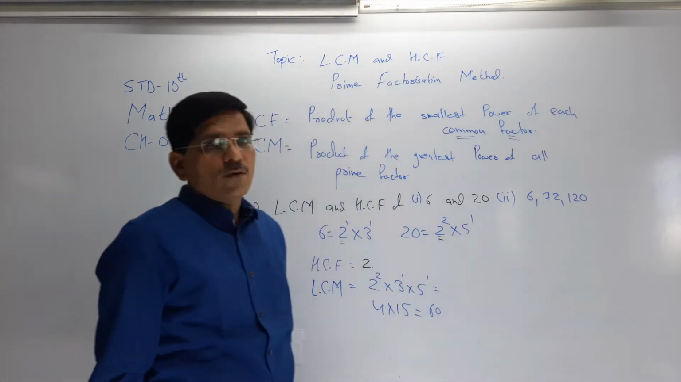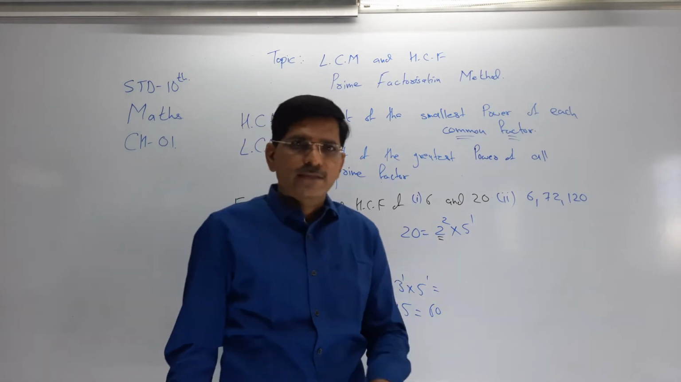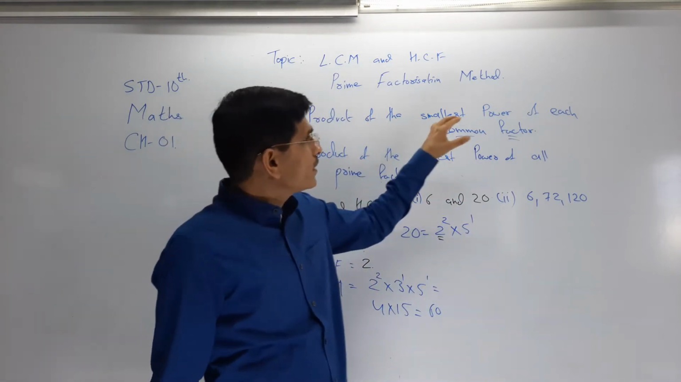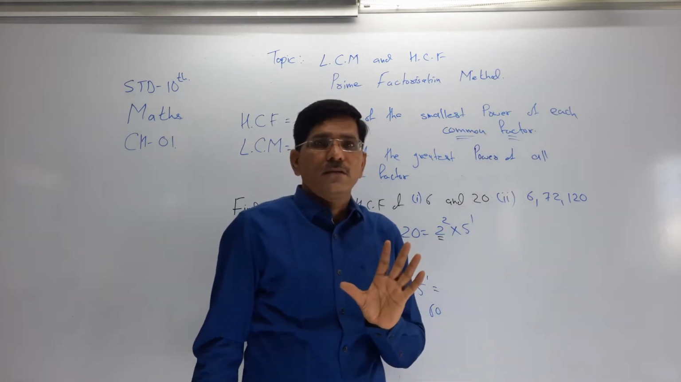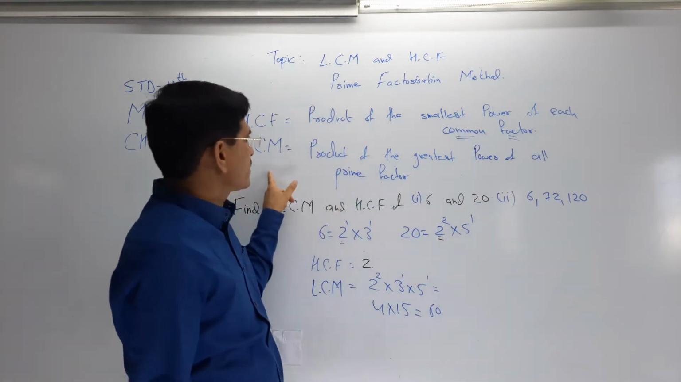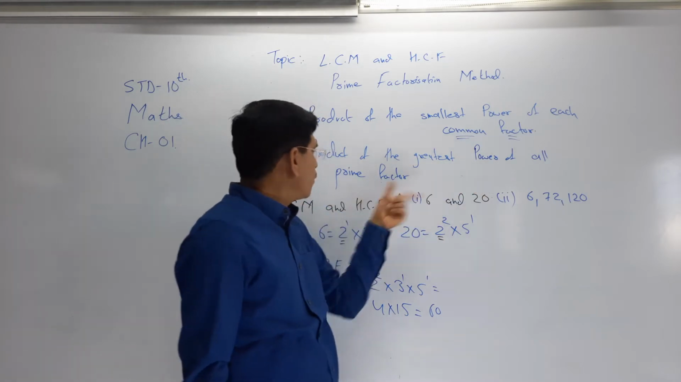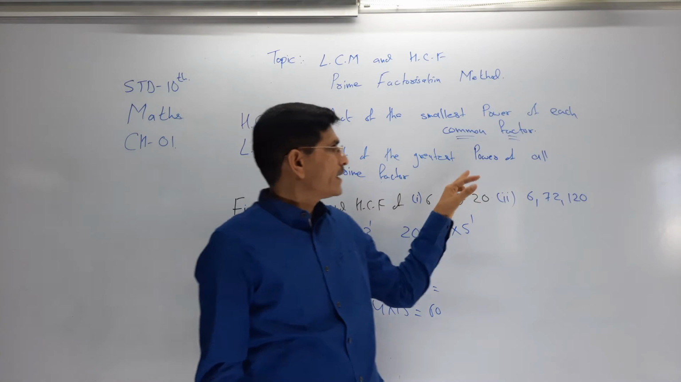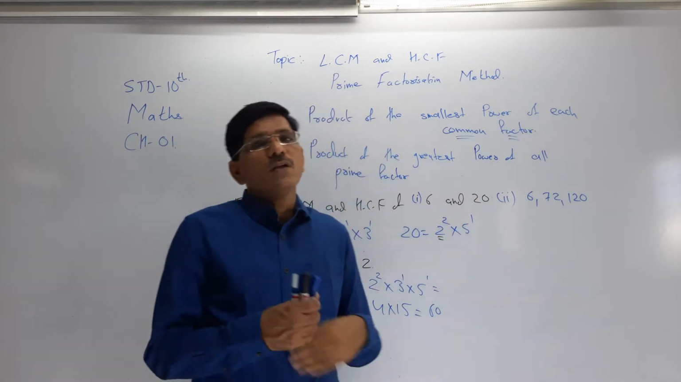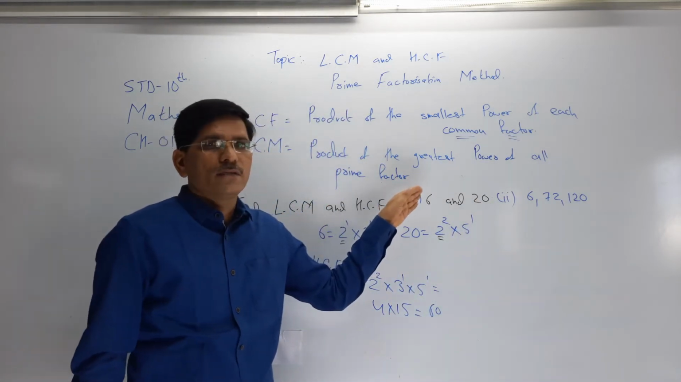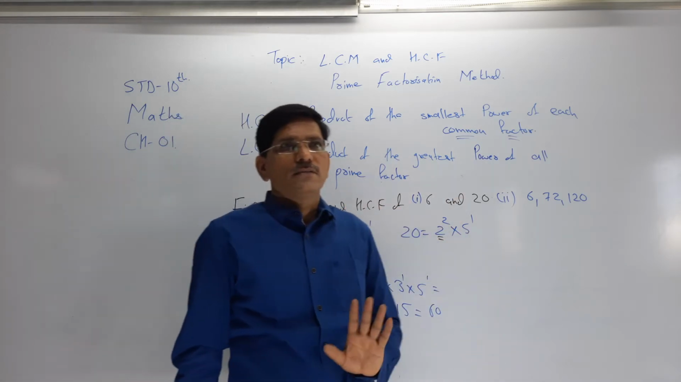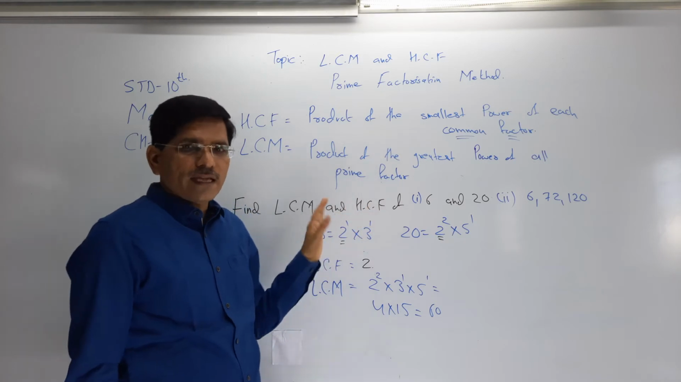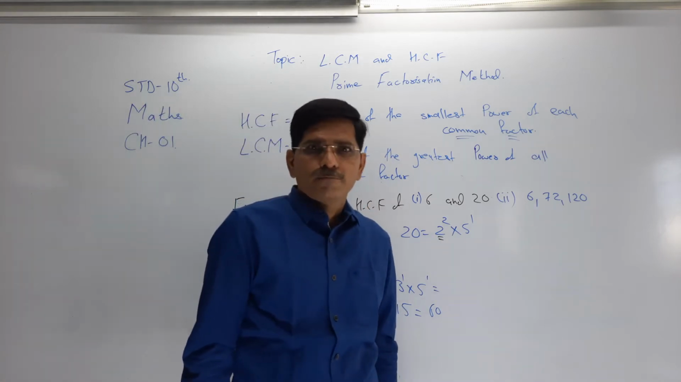So now we have to go on with an example. Again, the definition of HCF is clear: product of the smallest power of each common prime factor. Now LCM: product of the greatest power of all prime factors. So now what is the difference between them, we can understand by example.